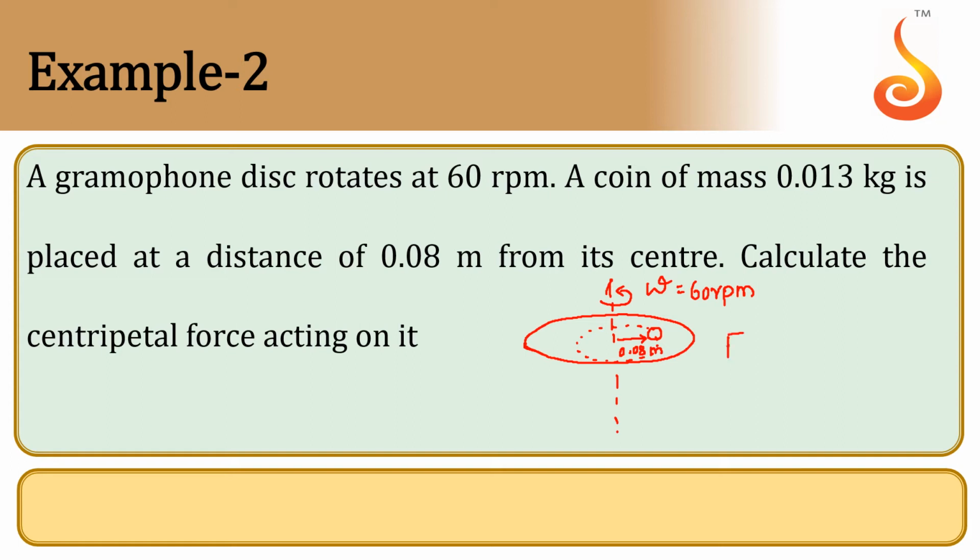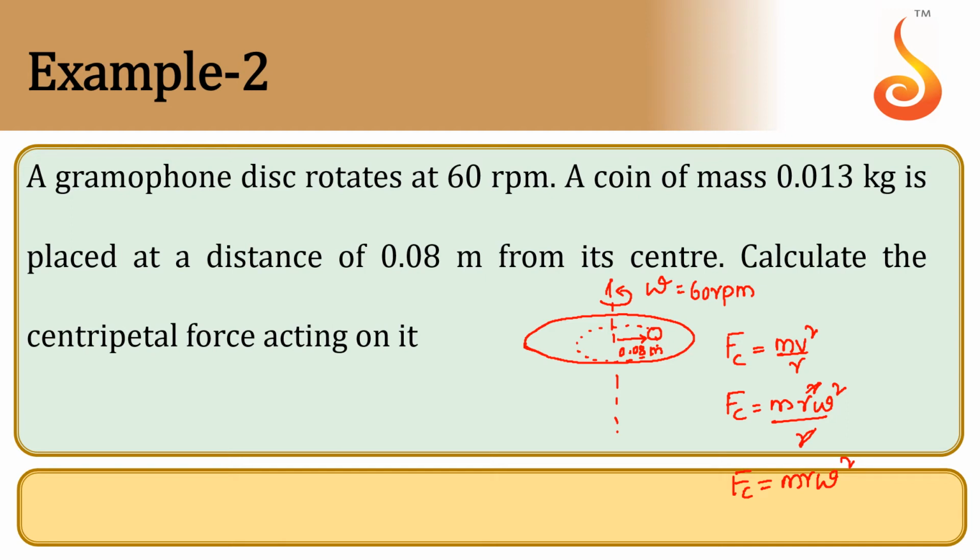So centripetal force acting on it is equal to mv square by r. So centripetal force is equal to m, v can be written as r omega, so v square can be written as r square omega square by r. So r and r square get cancelled. So finally centripetal force is equal to m r omega square.